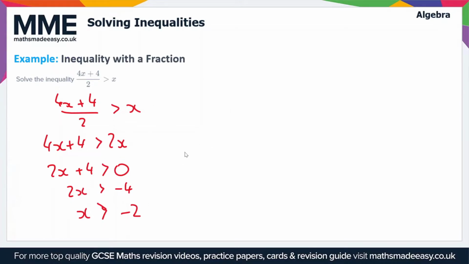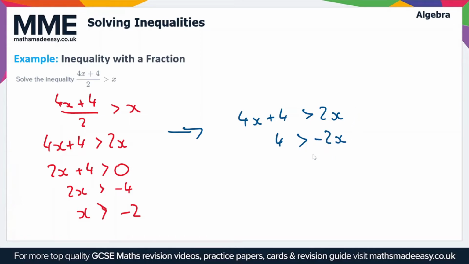But I just want to quickly point out that if we'd done this another way, so if we go from this line here, 4x + 4 is greater than 2x. Let me just redraw that x there. So had we chosen to subtract 4x here to get all the x's on the right-hand side instead, we'd be left with 4 is greater than -2x.